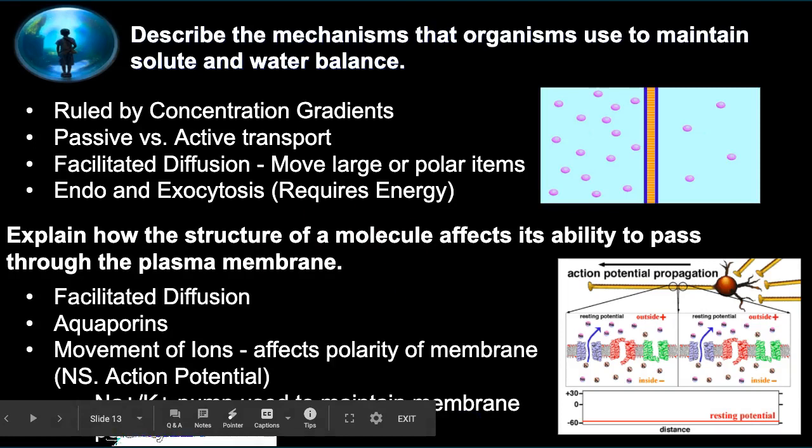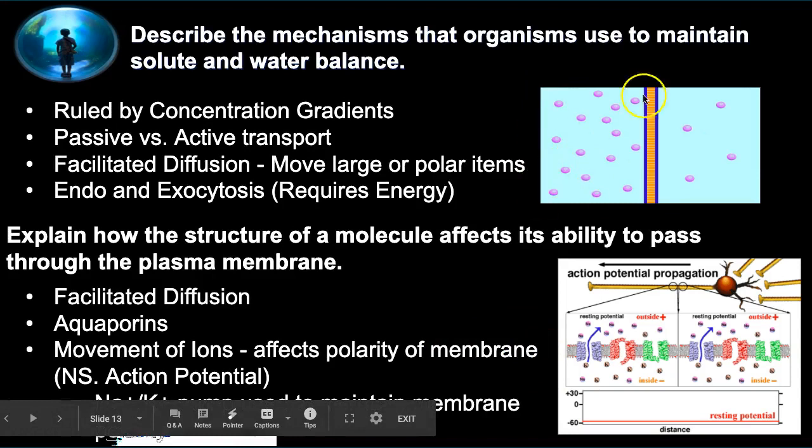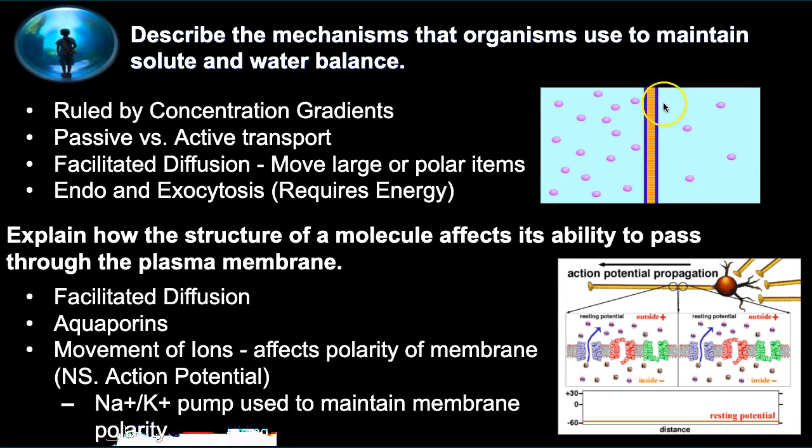Mechanisms that organize to maintain solute and water balance. So when you read this, automatically you're thinking of osmosis and diffusion. So we know they're ruled by concentration gradients. Here we have a concentration that's high in solutes. Here it's low in solutes. So if things move from a high to a low concentration, that's passive transport. It does not require energy. If it's moving from a low to a high concentration, you're shoving more particles into a crowded area already. That's going to require energy, and that'll be active transport. And we know that a cell uses ATP for energy.